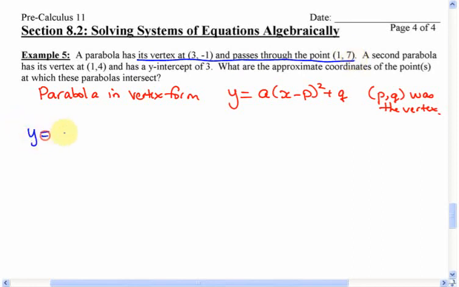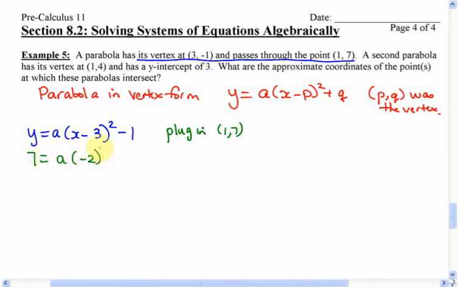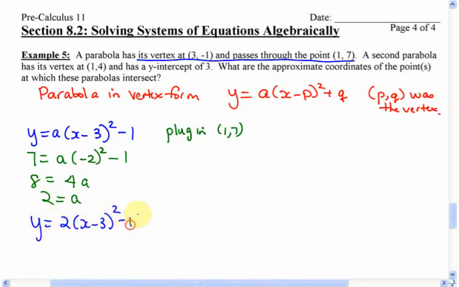Okay, y equals a. Let's substitute in the 3 and -1. So (x minus 3) all squared minus 1. And to solve for a, I'm going to plug in the point (1, 7). So 7 equals a times (1 minus 3, which is -2) all squared minus 1. 8 equals 4a. A equals 2. And lovely, lovely, lovely, because we now have an equation.